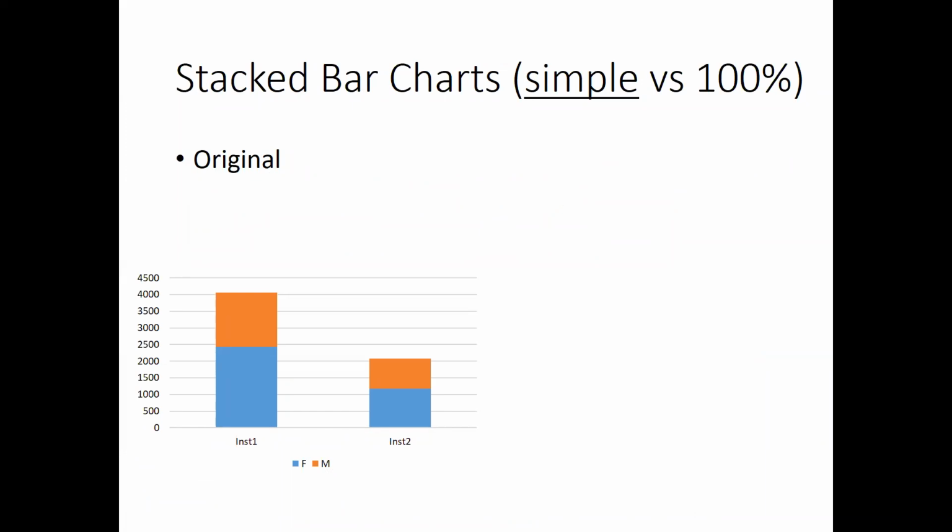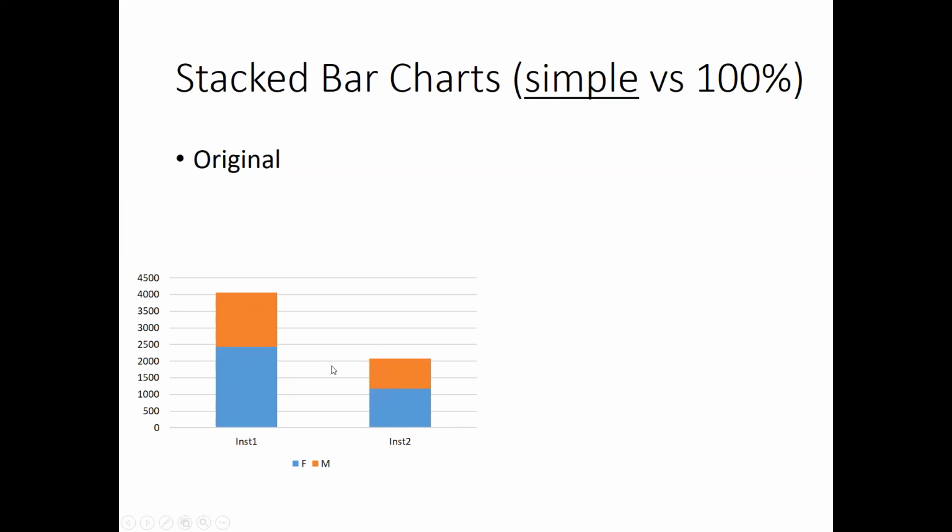Okay. Cool. So this is comparing males versus females at two different institutions, right? So you can very easily see at institution 1, there are about 2,500 females, and you kind of have to do a little bit of mental math, maybe 1,500 or so males, right? The other institution has roughly almost half and half. Not really, more females than males.